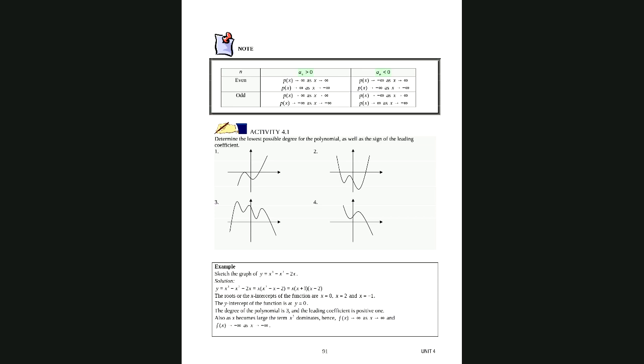Looks like negative. According to me, it looks like positive. Look at it very carefully. As x approaches positive infinity, y approaches positive infinity. And as x approaches negative infinity, y approaches positive infinity. So to me, it looks like it's positive, unless you also have a different explanation.